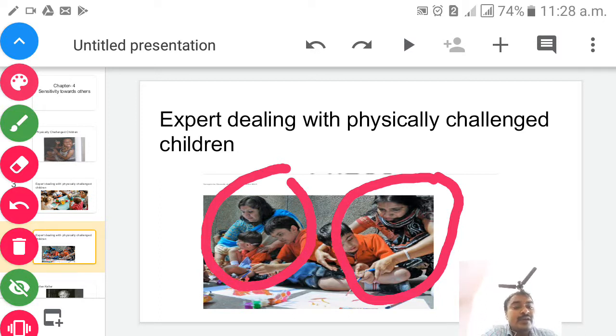And the second thing we have to remember, we have to provide them a good infrastructure. What does infrastructure mean here? Nothing but the available things which will make them comfortable, as well as a normal school. Then they should be provided with a therapist to help and guide them. So a therapist plays an important role in the life of physically challenged children.